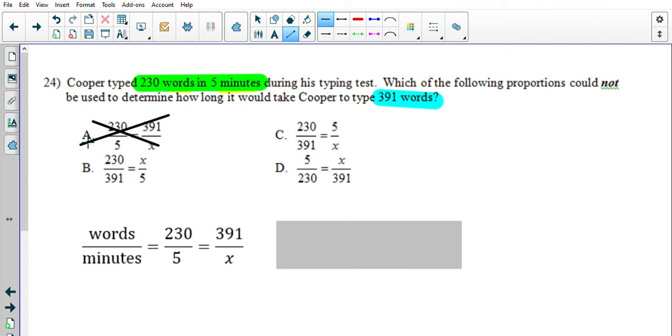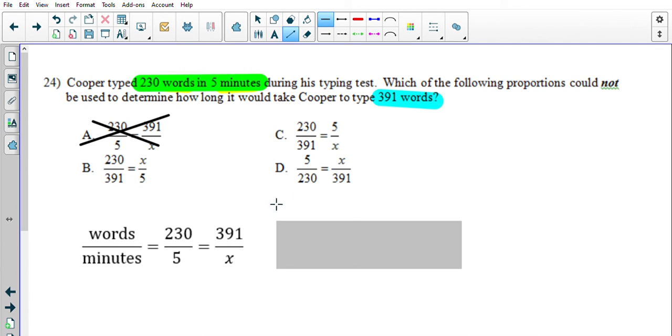Something that's beneficial here is to see what this would get us if we actually solved it. So if we would do 230 times x, let's look and see which fractions would also involve us doing 230 times x. So this one would be 230 times 5. This one would be 230 times x. This would also be 230 times x. We would set that equal to 5 times 391. This one would be 5 times 230. This would be 5 times 391. This would also be 5 times 391.